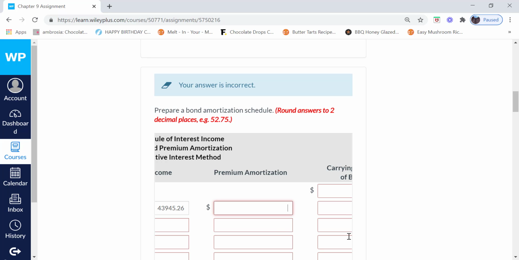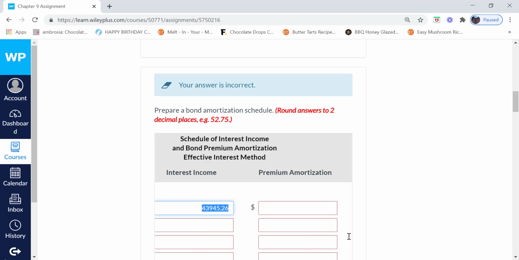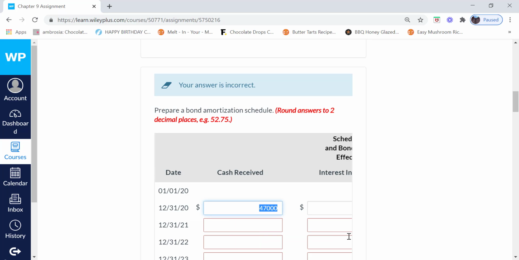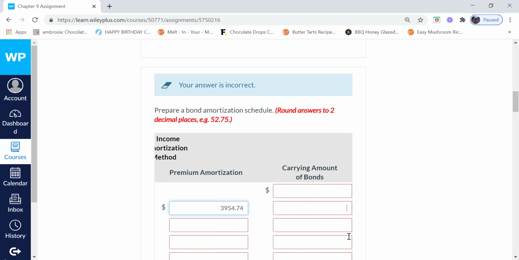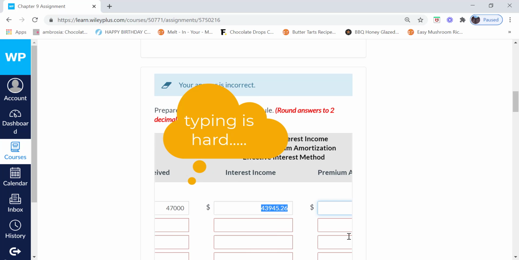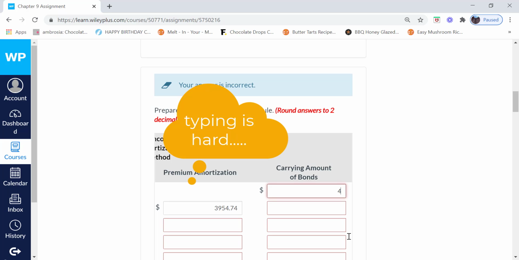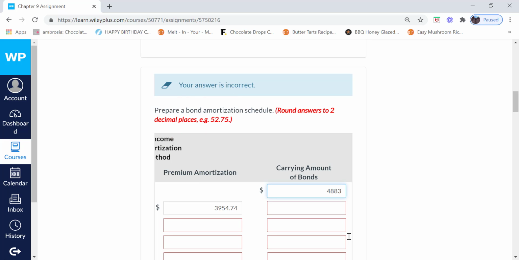And then the premium amortization is just the difference between those two. Kind of think you're making a balance. So I've got the 43,945 minus the 47,000, which is 3,054. And that's going to affect the carrying value of my bond. So it was 488,280.